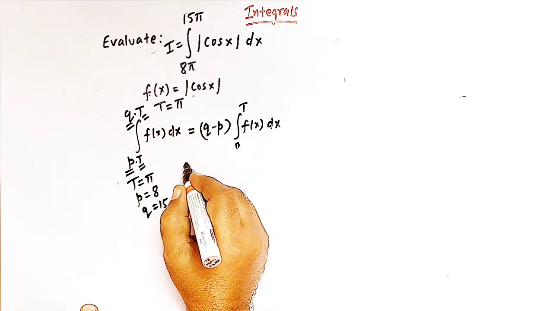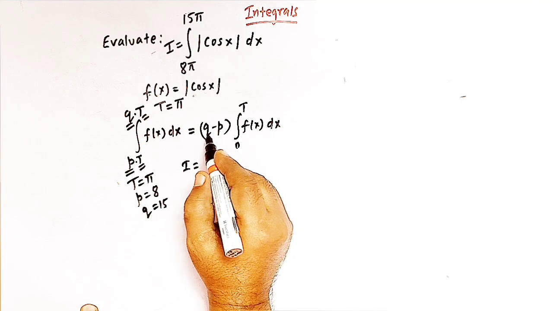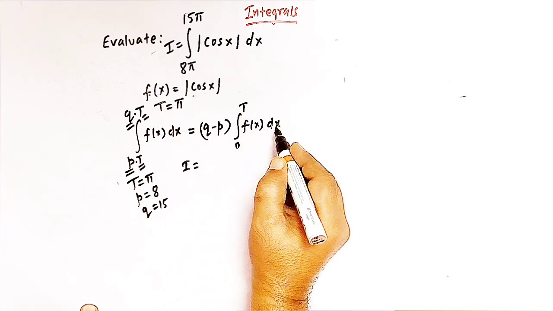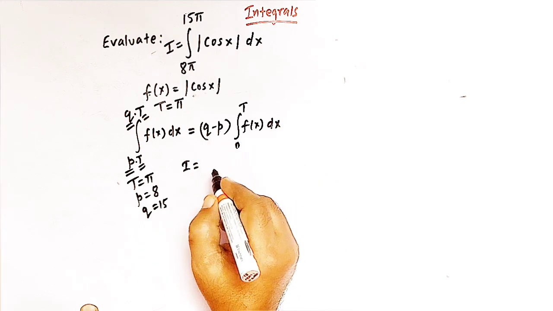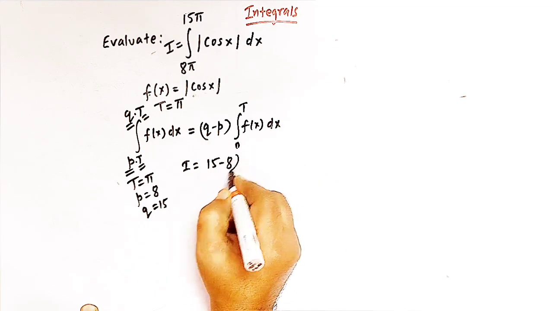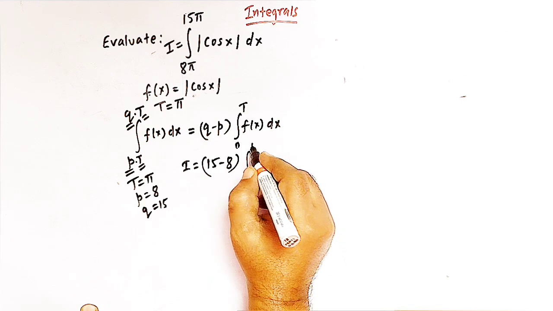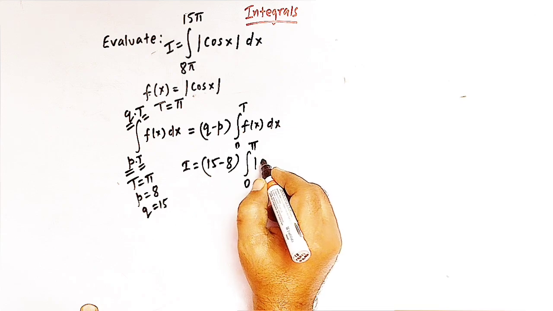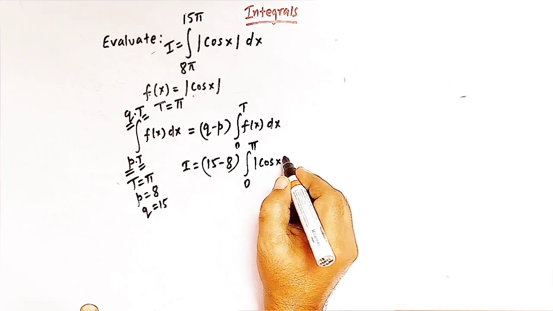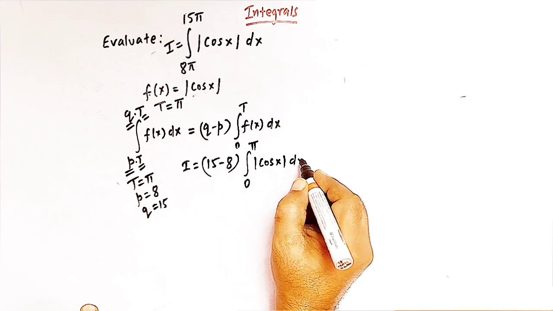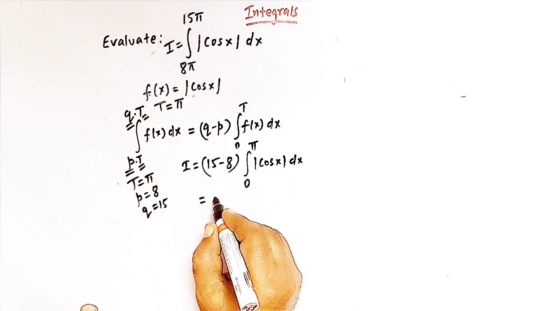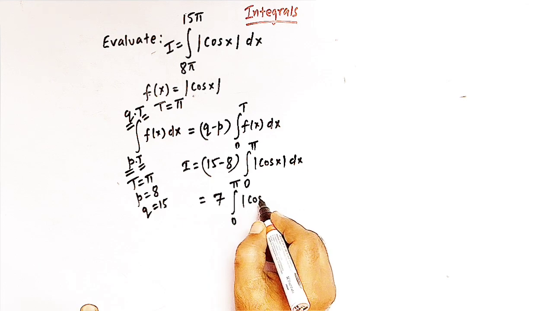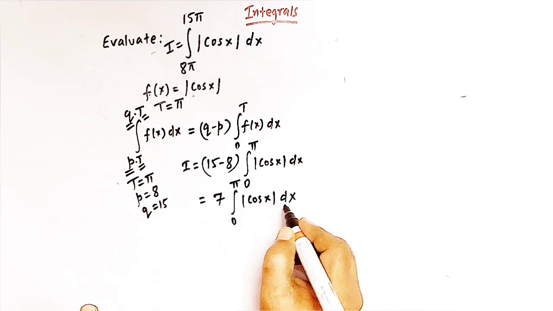So this integral I now takes the form q minus p times the integral from 0 to t of f of x dx. So we have q minus p, that is 15 minus 8, and here we have 0 to pi, because the period of mod cos x is pi, and f of x is mod of cos x, and here we have dx. So 15 minus 8 is 7, and here we have 0 to pi and mod of cos x dx.